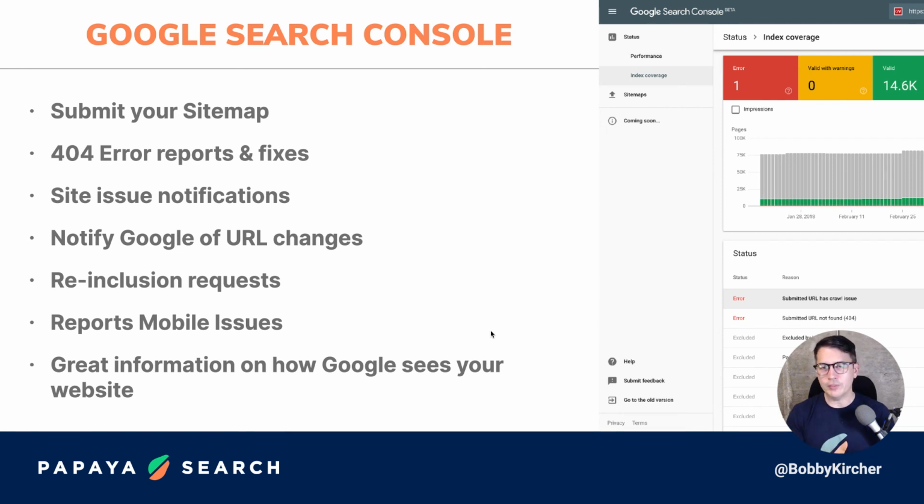What keywords are people searching for when they find your site in the search results? It tells you average positions. It gives you all kinds of great information. And it's different than analytics in that it shows you how Google sees your website and understands your website, versus analytics, which is more about what people do on your website when they visit.